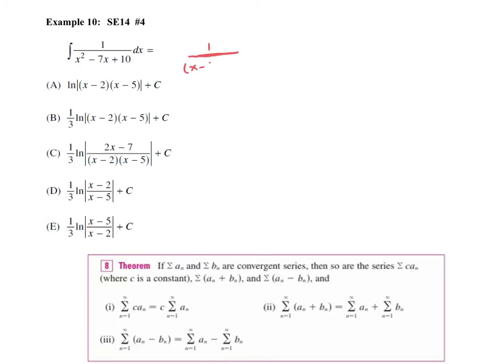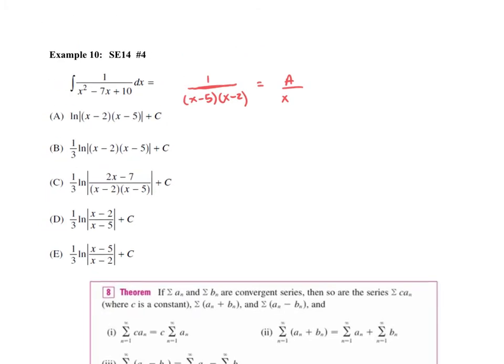So we have x minus 5 and x minus 2. And again, you have to be able to factor it. Oops, sorry. So we have a divided by x minus 5, and then b divided by x minus 2. And we're going to multiply this whole thing by the product x minus 5 times x minus 2.